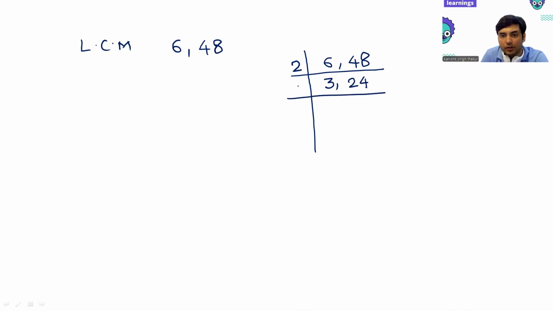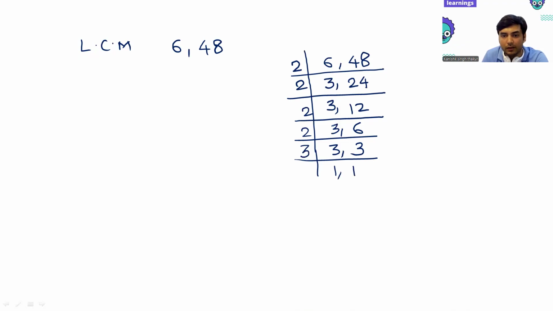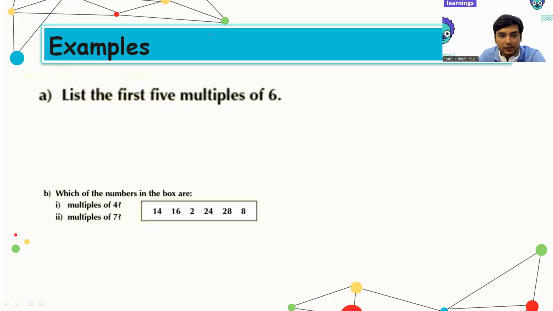Now 24 is going, so I'll go by 2 again. 3, I'll keep it as it is, 2 times 12, right? Then 2, 3 I'll keep as it is, times 6, right? 3 is again not going, so 2 times 3, right? Now 3, 3 I got, nothing is left to be divided by 2, so 3 ones are 3, right? So LCM of 6 and 48 is 2 times 2 times 2 times 2 times 3, which is how much? 48. So sometimes the LCM is the same number only, because 6 totally goes into 48. So I hope you must have understood how we find LCM, right?